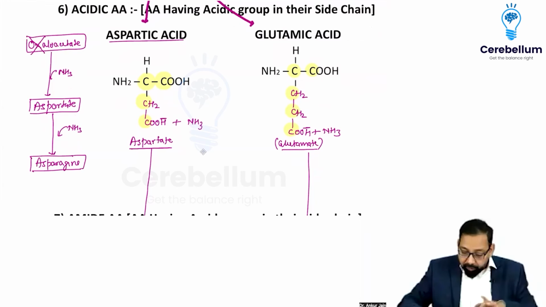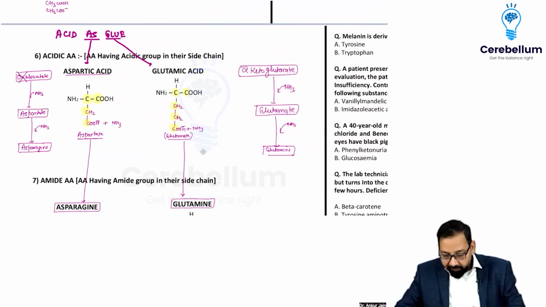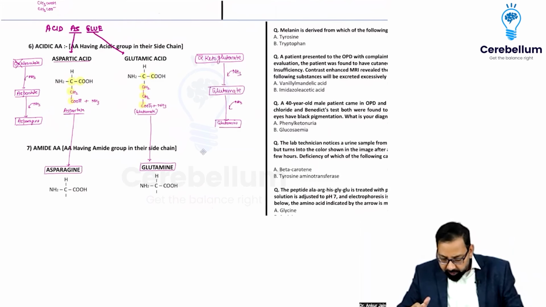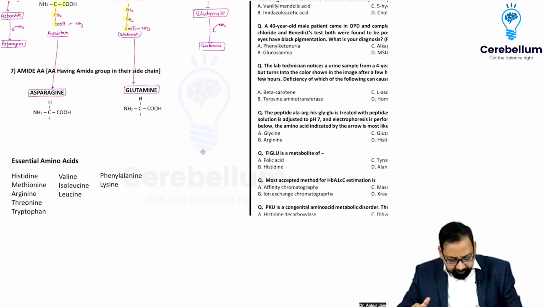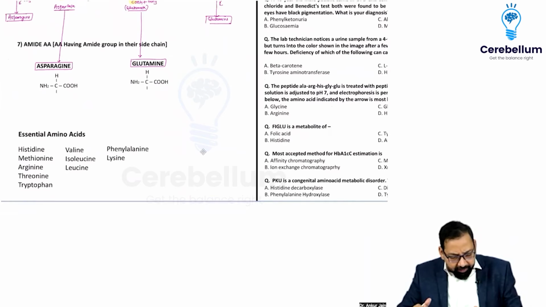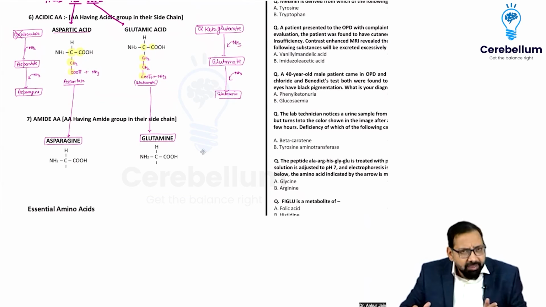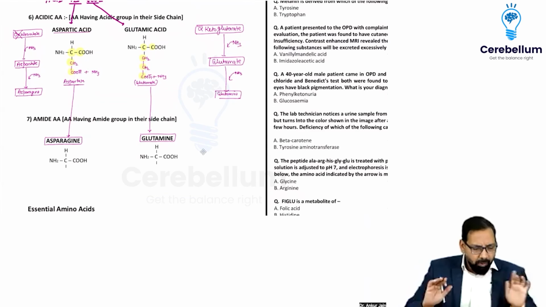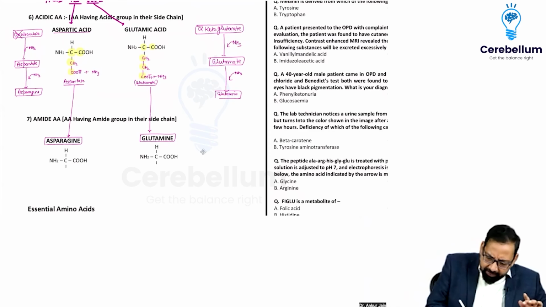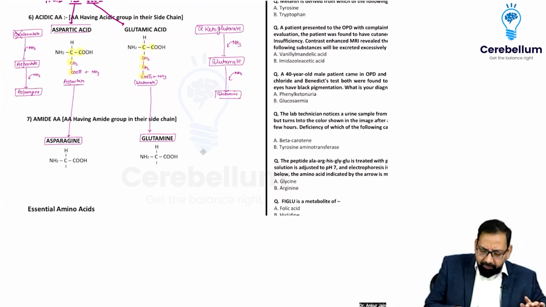Okay, this question has been asked in FMG 2-3 times: oxaloacetate is produced from which amino acid? Yes, aspartic acid. Or oxaloacetate can be converted to aspartic acid. So till now we know acidic amino acids are acid as glue, and they are having which charge? Negative charge.